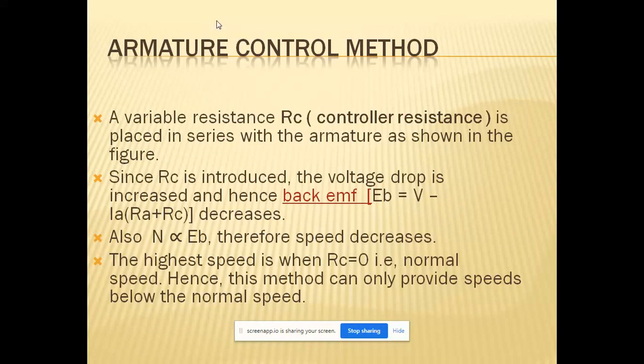Now EB equals V minus Ia into Ra plus Rc. Rc is controller resistance and Ra is armature resistance. If Rc is increasing, then the armature voltage drop also increases, and EB is decreasing. Also, N varies as EB, therefore speed also decreases. The highest speed is when Rc equals 0, that is normal speed. Hence, this method can only provide speeds below the normal speed.